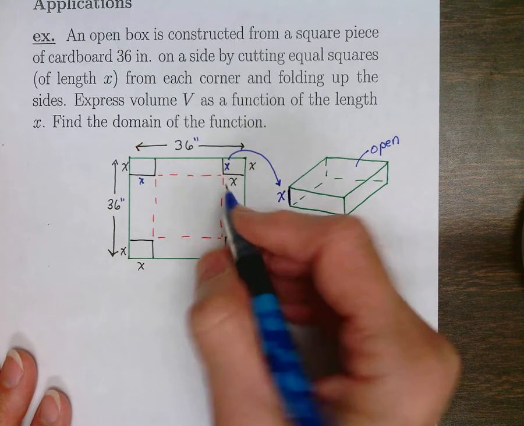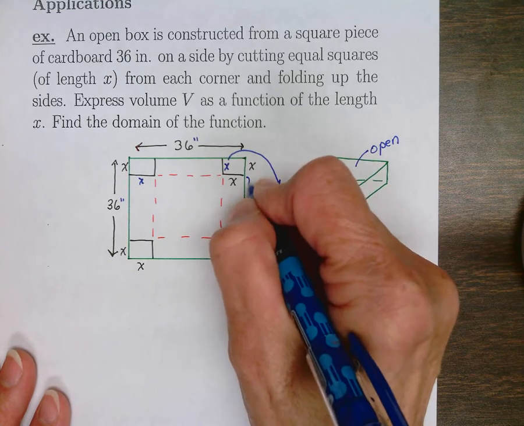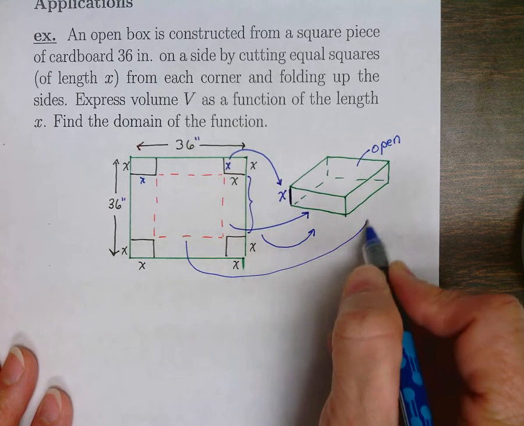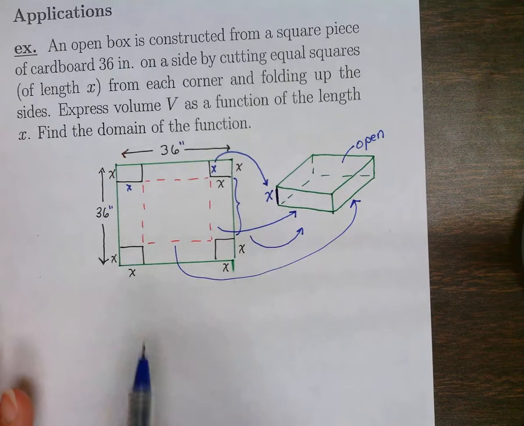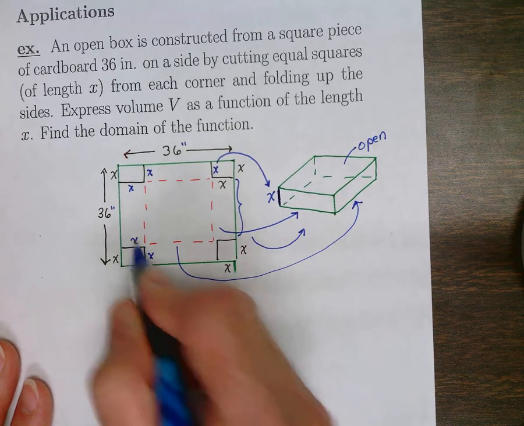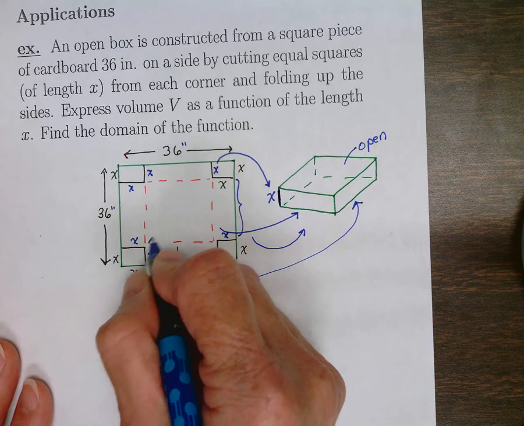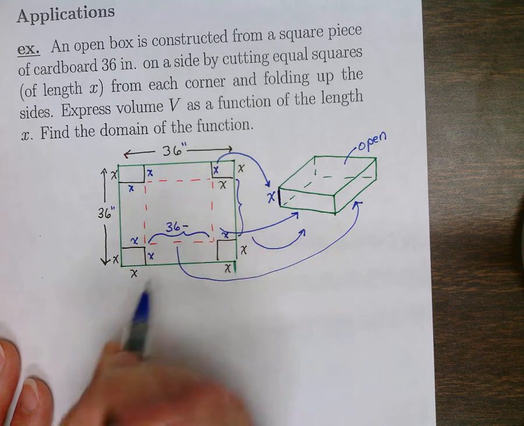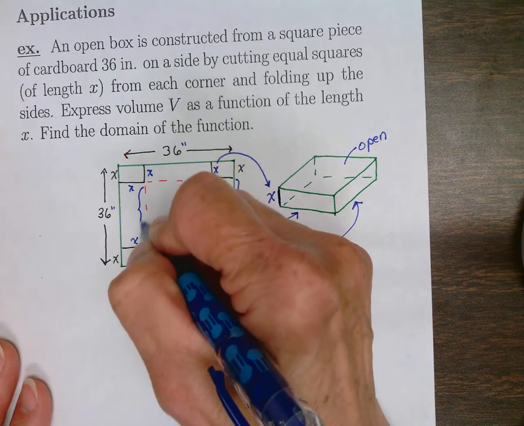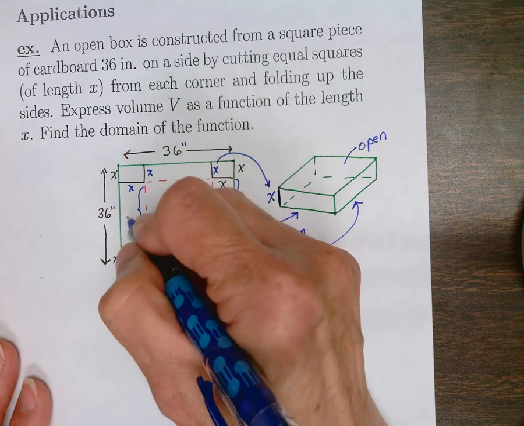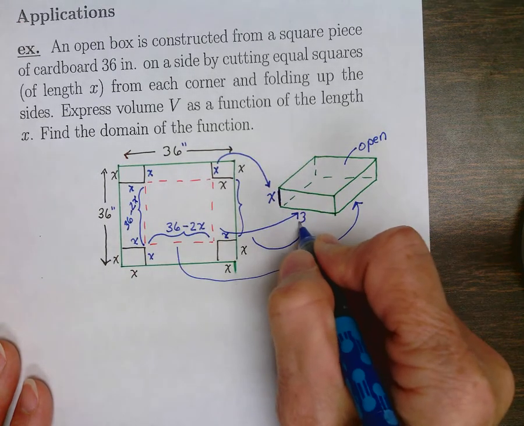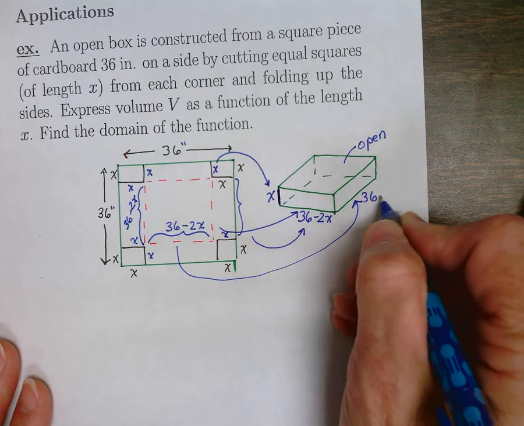And we fold it up, so what does this length become? This length right here will become your width, and this would become your length. And what is that? Well, remember the whole distance is 36, but we're subtracting x from each end. Same thing here. So what we're left with is a dimension of 36 minus 2x. And it's the same way in this direction. 36 is the total length minus an x here and an x here. So our dimensions are 36 minus 2x and 36 minus 2x.